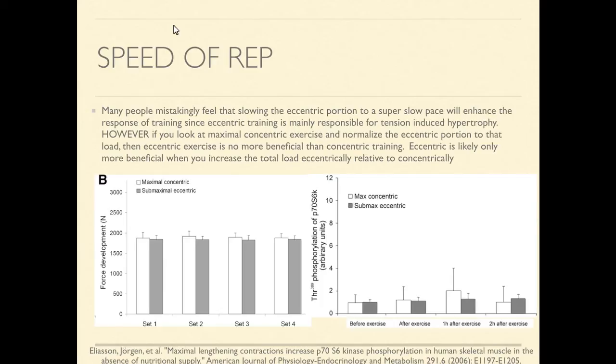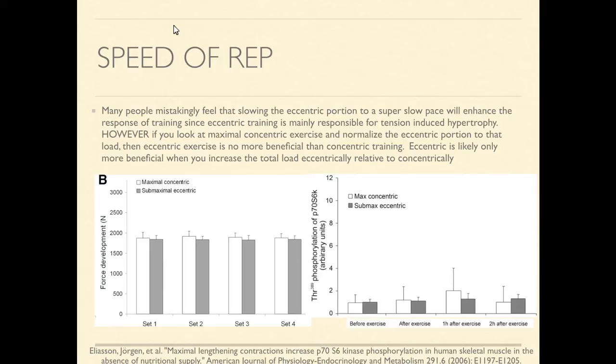Because what people say is this: oh, the eccentric contraction stimulates the most growth. So then people will mistakenly feel that that means that slowing the eccentric portion to a super slow pace will enhance the response of training, since eccentric training is mainly responsible for tension and induced hypertrophy. However, if you're looking at submaximal concentric exercise and normalize the eccentric portion of that load, then eccentric exercise is no more beneficial than concentric training.